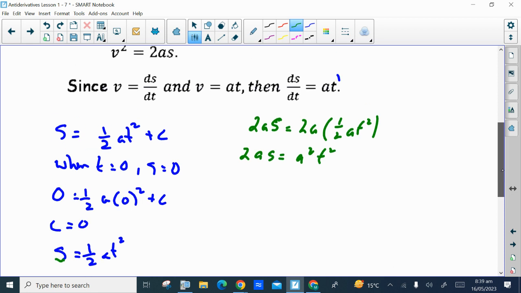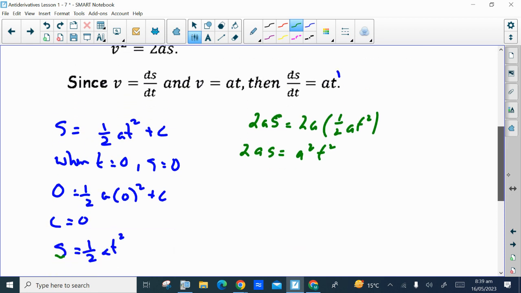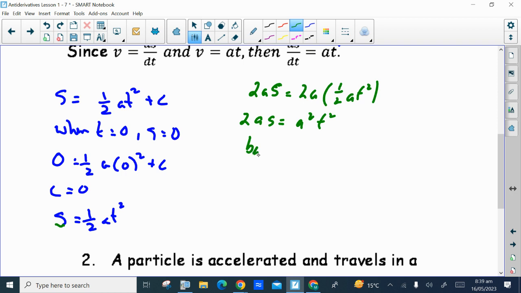But remember that v equals a times t. So v squared would equal a squared t squared. So now we can say that 2as equals v squared, which is what we were asked to show. Okay, so there's that one done.